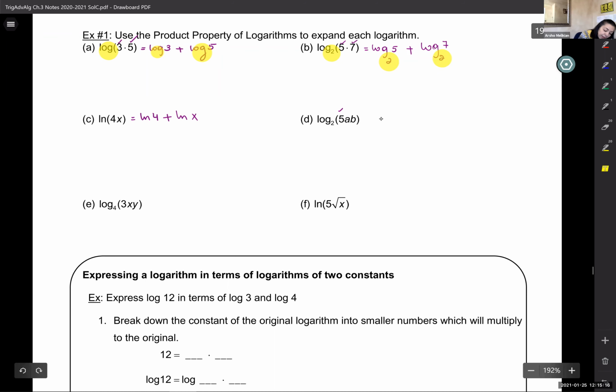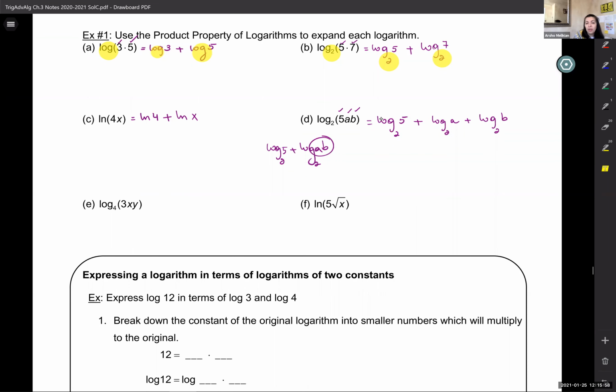Here I have log base 2 of 5ab. So I get log base 2 of 5, plus log base 2 of a, plus log base 2 of b. What are some pitfalls? You might forget to carry over the base, or a very common mistake is a student will say log base 2 of 5 plus log base 2 of ab. They lump the ab together. That's a very, very common mistake. But remember, you have to always count first, then make sure you have that many logs.